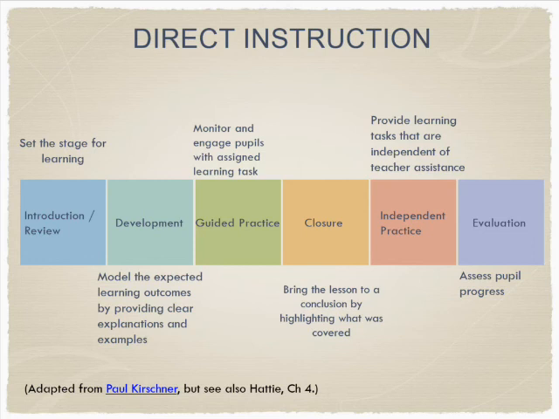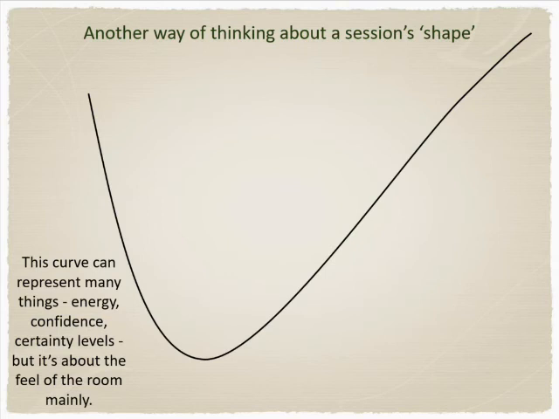And then last up, we've got a much more emotive, much more intuitive way of thinking about the shape of a lesson overall. Now, this curve that you're seeing on the screen, this kind of Nike tick, could represent many things. Could represent energy, confidence levels, your students' level of certainty and understanding. But it's mainly something that we can gauge through the feel, the vibe of a room. Okay? And we're just going to imagine it plotted on a graph.